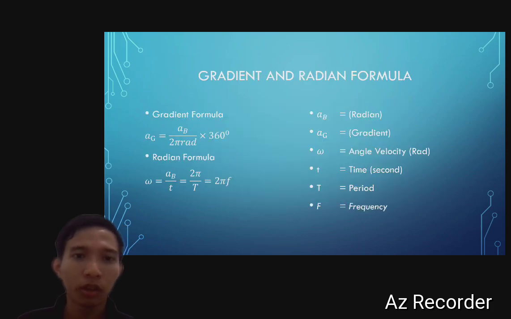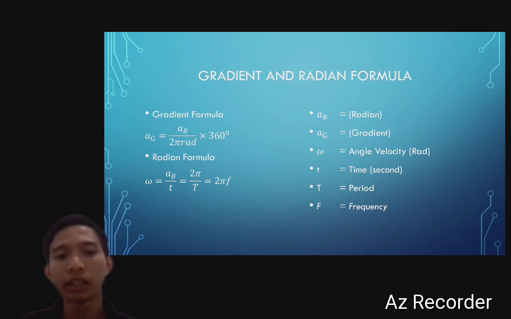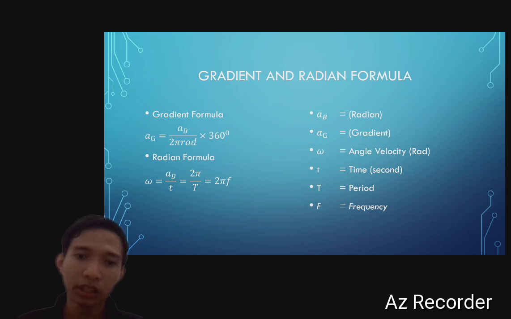Next we need to talk about the degree and radian formulas. The degree formula is alpha equals angle divided by 2π radians times 360 degrees. And the radian formula is omega times t, or time, which is 2π divided by the period T. As you can see from the previous formula, we can conclude that T is the inverse of frequency, so omega is 2π times f.